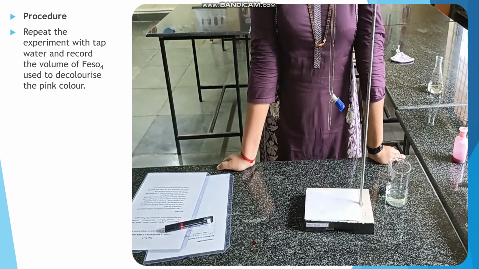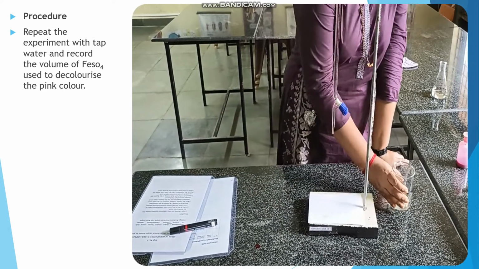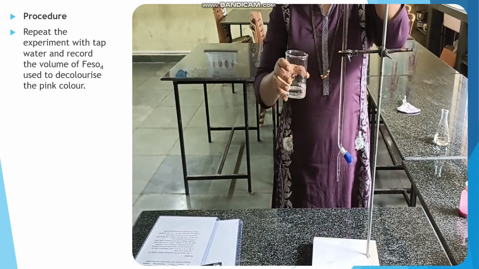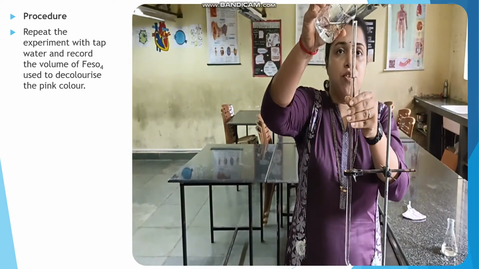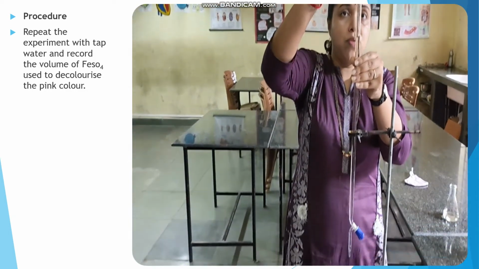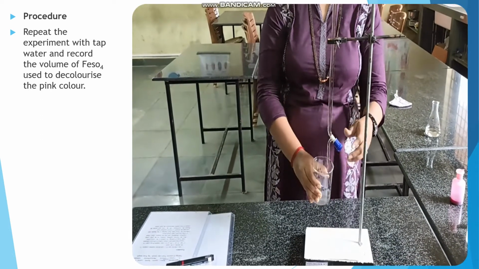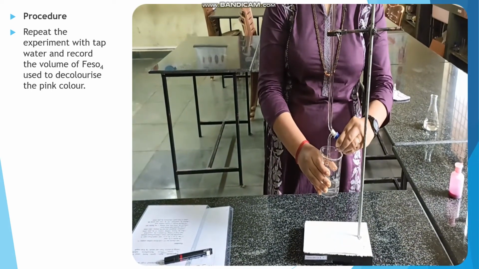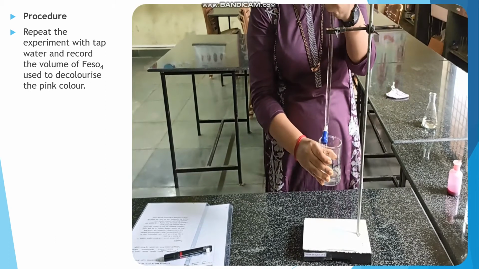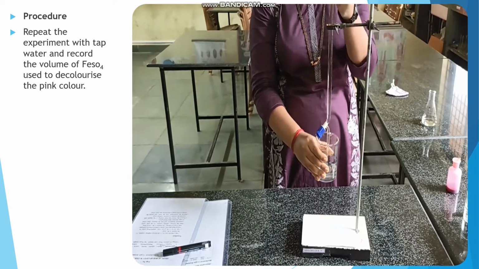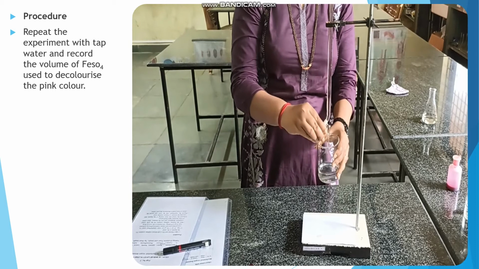Now we will titrate our second sample, that is tap water. My burette was emptied while doing the first titration, so I am again filling it back to 0 with ferrous sulfate solution. Adjust it to 0.